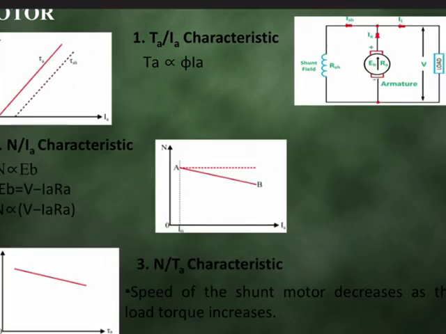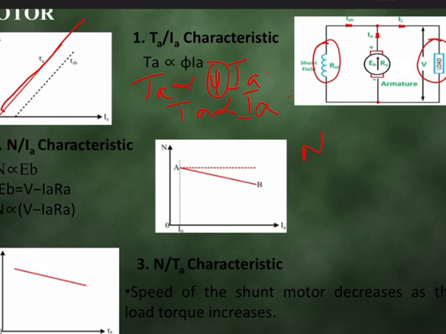Now consider the same thing for the shunt motor. Here also we discuss torque versus armature current, speed versus armature current, and speed versus torque. The concept is one and the same. Here torque is proportional to phi and Ia, but in a shunt type of motor the flux will be constant, because the shunt field winding is connected in parallel with the supply voltage. So torque is directly proportional to only Ia, linearly proportional. When current increases, torque also increases linearly. That's why we get a linear curve here.